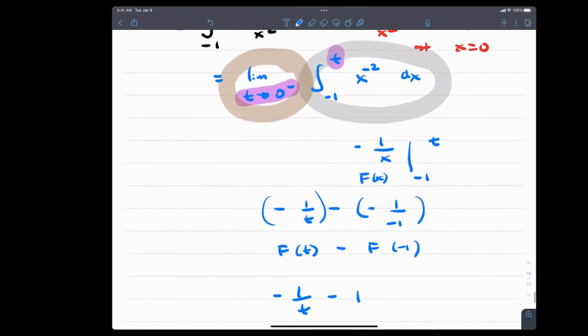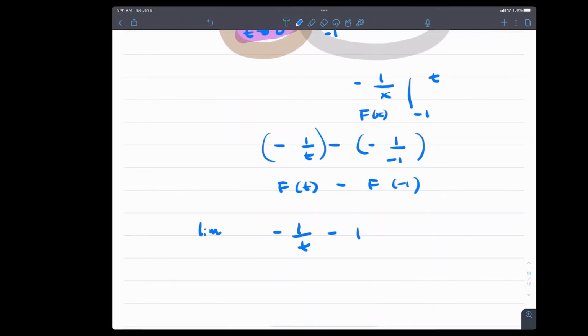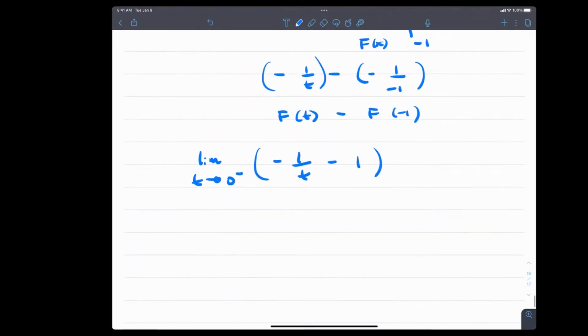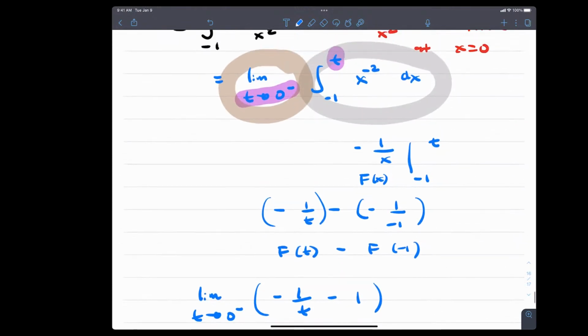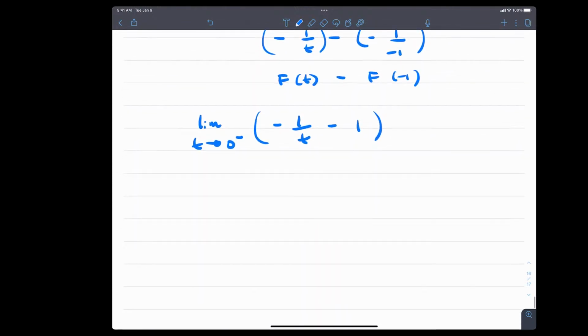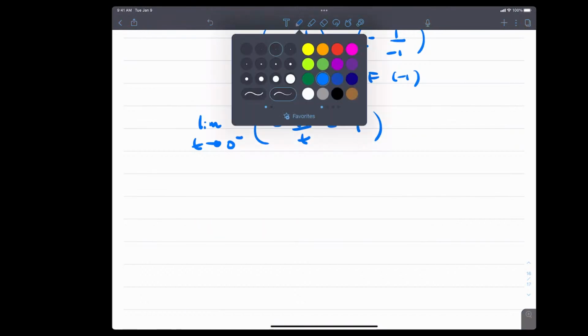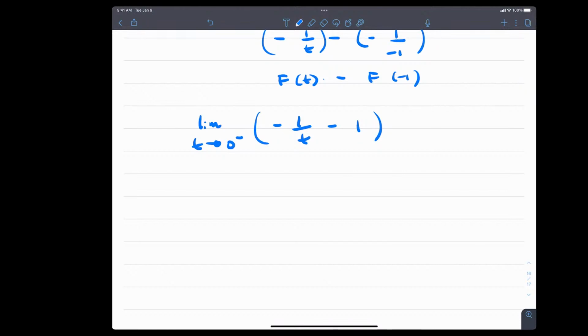So what do you need to do with this limit now? t goes to 0 from the what? From the left now. Okay, double check we're doing the right arithmetic. We're okay with this one. And in order to do this particular question, let me use properties of limits. The limit as t goes to 0 from the left of negative 1 over t, minus the limit as t goes to 0 from the left of 1. This is a constant, so this is going to be your 1.